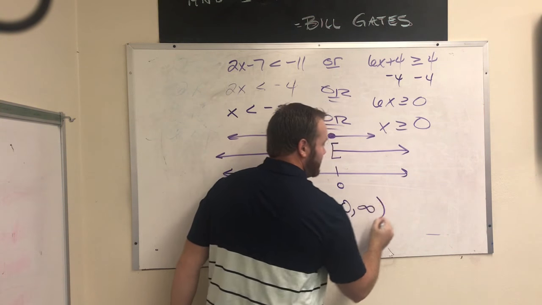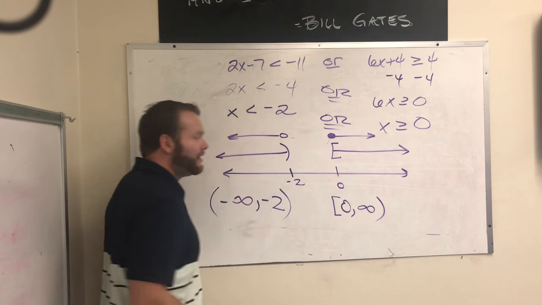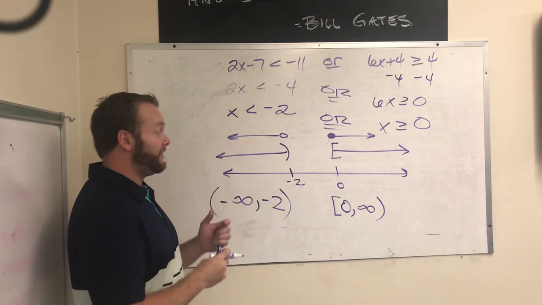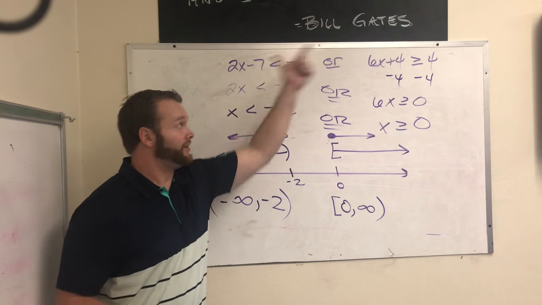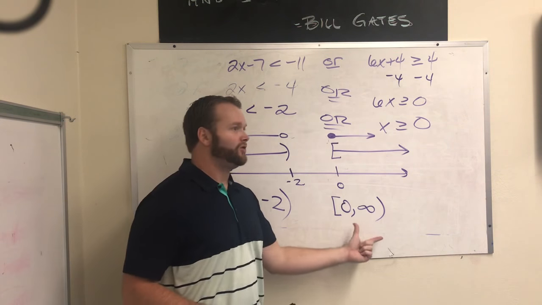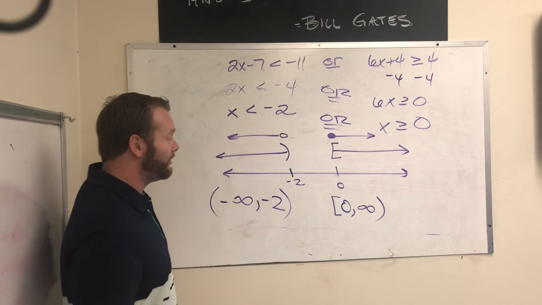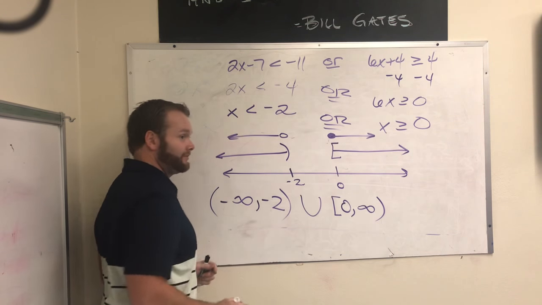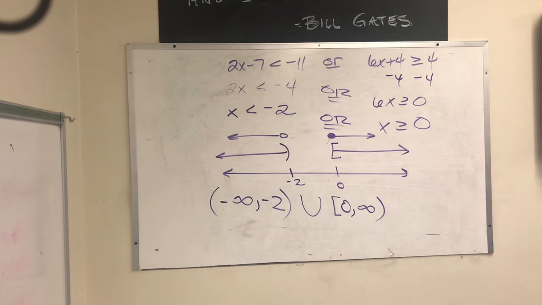Infinity gets a parenthesis. What does 0 get? A bracket. And what we need to do is tell everybody that these are solutions. These will work for one of those inequalities, and these will also work for one of those inequalities. So the way we group all these together is we put a union. That union symbol means all things listed in both intervals are solutions.